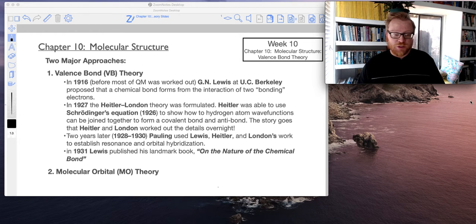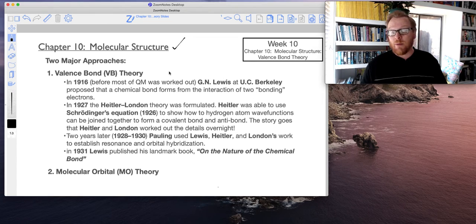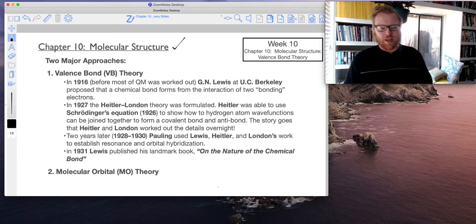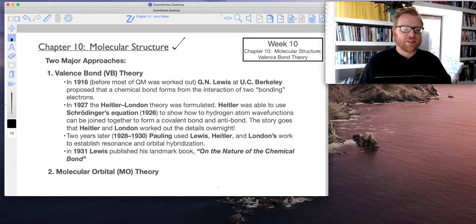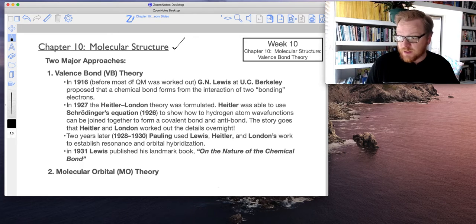And what I also want to do is go through some of the historical context in how molecular structure was come up with. There's some really cool and rich, interesting history. I'm not going to quiz you on dates and names and stuff like that. I just wanted to go through a little bit of this because I find it really interesting. So first, we'll start with valence bond theory.